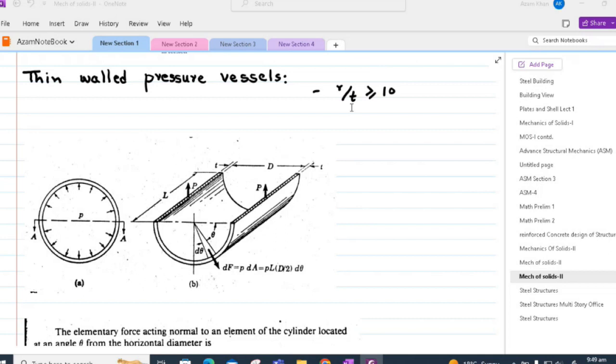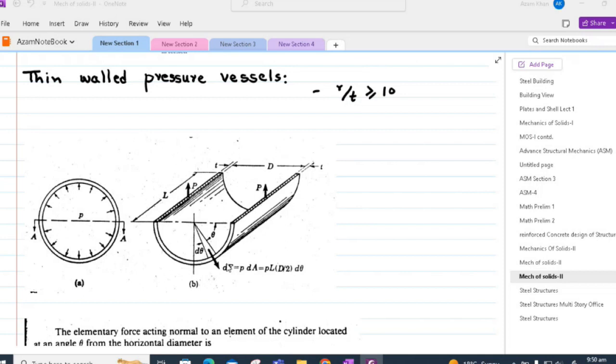More specifically, if the R by T ratio, i.e. the vessel radius to the thickness ratio, is equal to 10, then the result of thin wall analysis will determine the stress, which is approximately 4% less than the actual maximum stress within the vessel. If the R by T ratio is less than 10, then this error will increase.